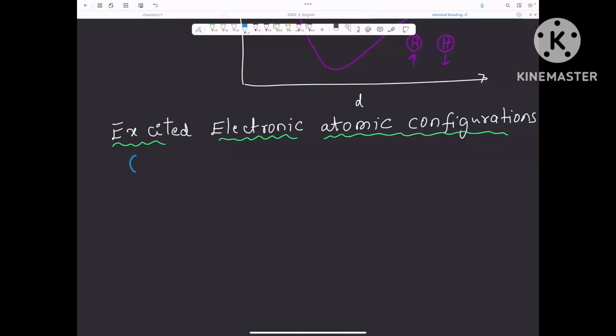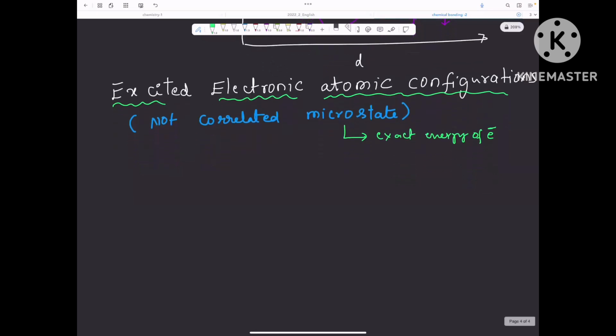Here take an important note: this is not correlated to microstates. Microstate means the exact energy of an electron. So we are not going to use the exact energy of the electron. Here we are just finding electronic configuration and distribution. So not correlated to microstates. I am taking excitation in terms of electronic configuration.